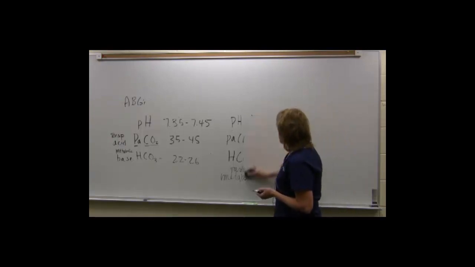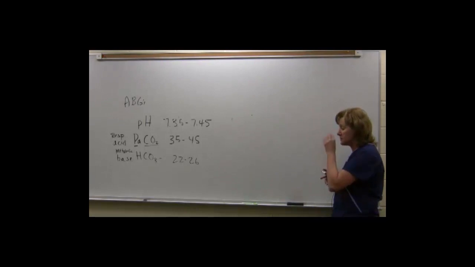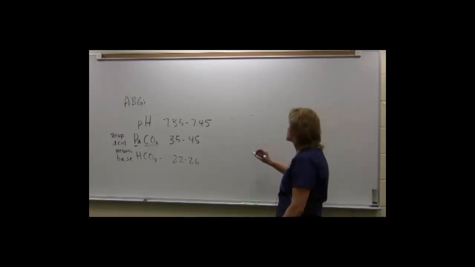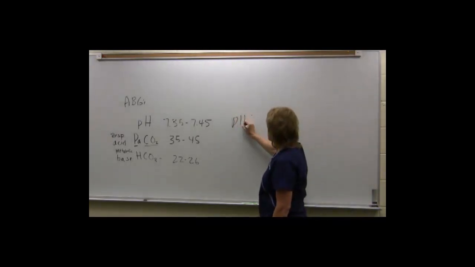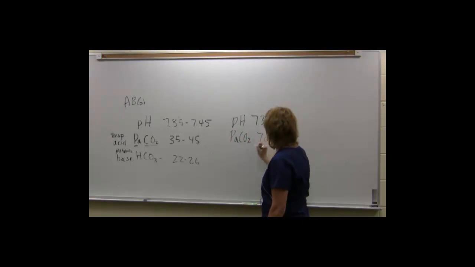Okay, so we've done uncompensated, partially compensated, and now I want to do fully compensated. And this is the one also that students have a little bit of trouble with, but let's just try to talk this out. So my pH for this patient is 7.35. My PaCO2 is 70, and my bicarb is 48.